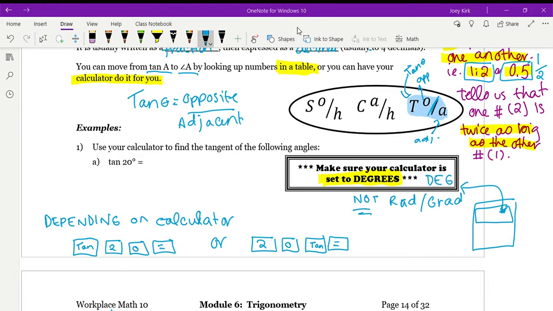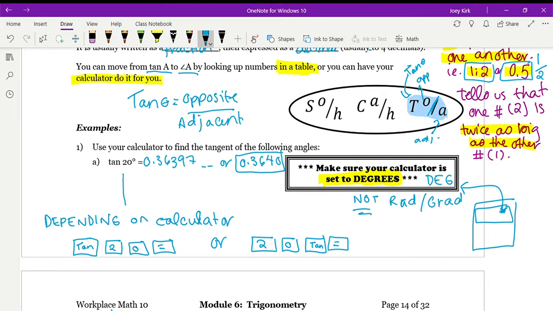0.36397. Now I said we usually go to 4 decimal places, so it's fine to stop after that. 0.36397 and so on. We would round it up to 0.3640, okay? So this is the ratio between the opposite side and the adjacent side for tan of 20 degrees. If it's a 20-degree angle, this is the ratio between the two sides. That's what that means, okay? This is the ratio between opposite and adjacent side if there's a 20-degree angle.